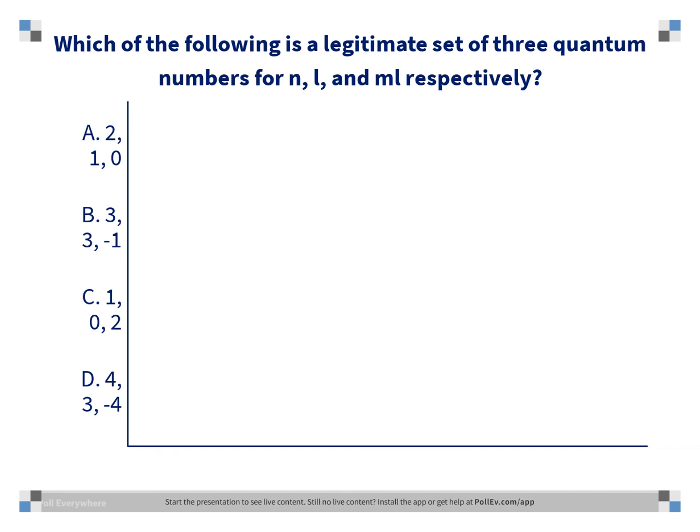B is incorrect because the L value is too high. The max it can be is 2 if n is 3. C is incorrect because the m sub l value is out of range. When L is 0, m sub l can also only be 0. D is incorrect because the m sub l value is out of range. When L is 3, m sub l ranges from -3 to +3, and -4 is outside that range.